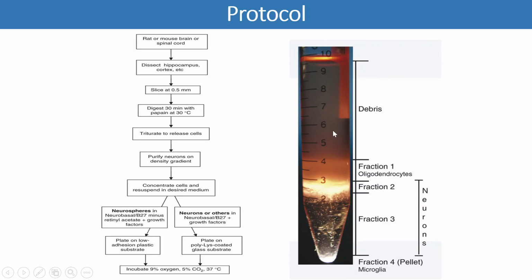So this is how the density gradient centrifugation looks like. These are the several fractions that we have obtained. In fraction 1 we get the oligodendrocytes, and we have fraction 2, fraction 3 and fraction 4, where we get the microglial cells. Fraction 3, this portion, is the area where we obtain the neurons, and this is one way by which we can separate our neurons from the other non-neuronal cells or the glial cells.